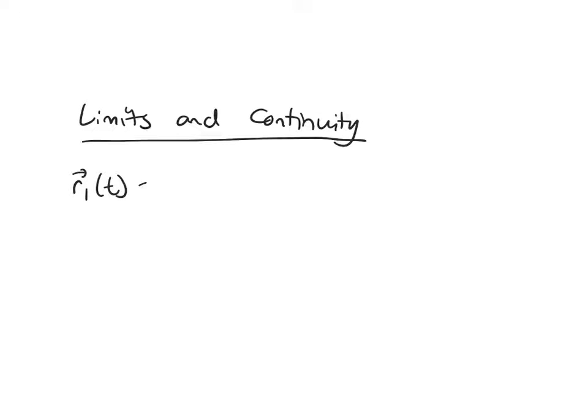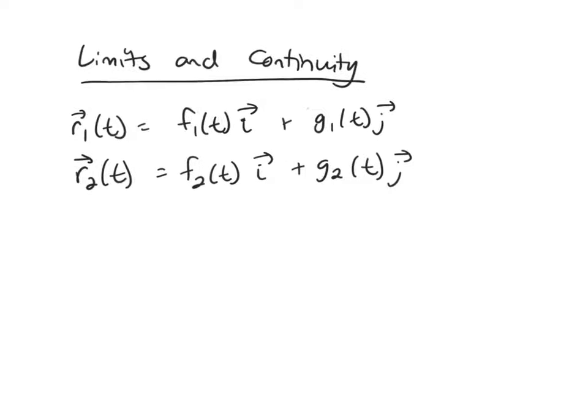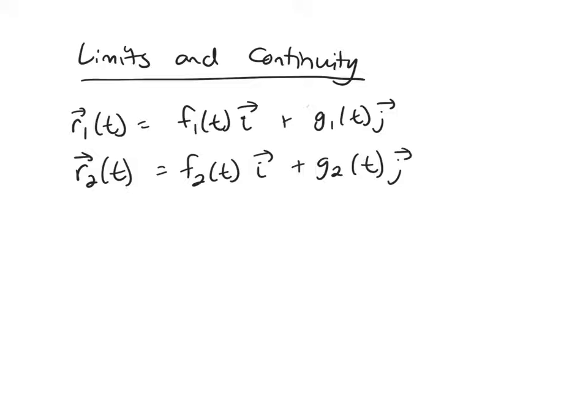Let's say r1 is going to be the vector function. We're just going to work in 2 dimensions, but you'll have something similar in 3 dimensions, so in space. r1(t) = f1(t)i + g1(t)j, and r2 will be the function f2(t)i plus g2(t)j. And then how do I add and subtract these functions together? So what would r1 plus or minus r2 look like?